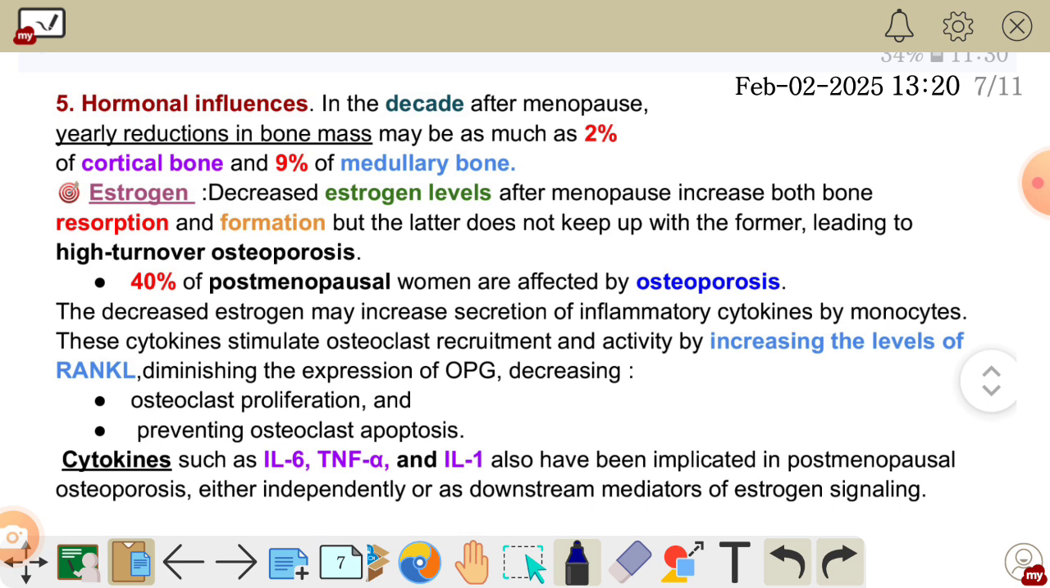And these cytokines which activate the osteoclast, we have interleukin 6 and interleukin 1, and we also have tumor necrosis factor alpha. So these are the cytokines which will stimulate or activate the osteoclast recruitment and activity. Okay, so that is what happens under hormonal influences.